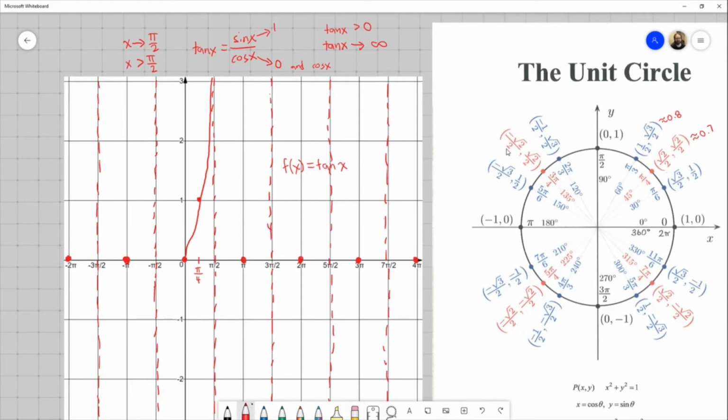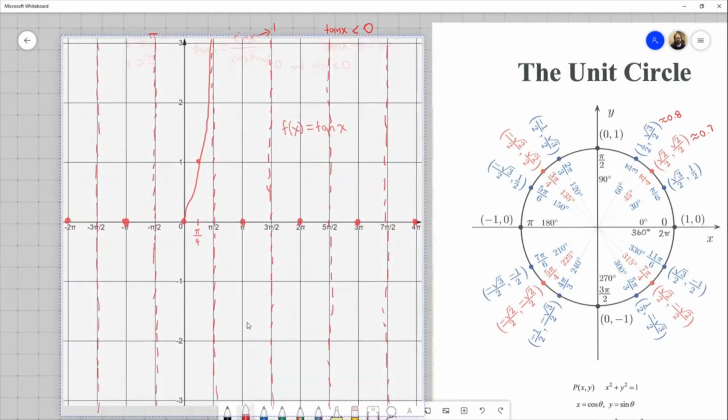Cosine is negative. So now in the second quadrant, sine is positive, cosine is negative. I have a positive number divided by a negative number. That means that tangent is going to be negative. And when I get close to pi over 2, the numerator is close to 1, the denominator is close to 0. That means that the fraction is very large but negative in this case. So tangent goes to minus infinity when I approach pi over 2 from the other side.